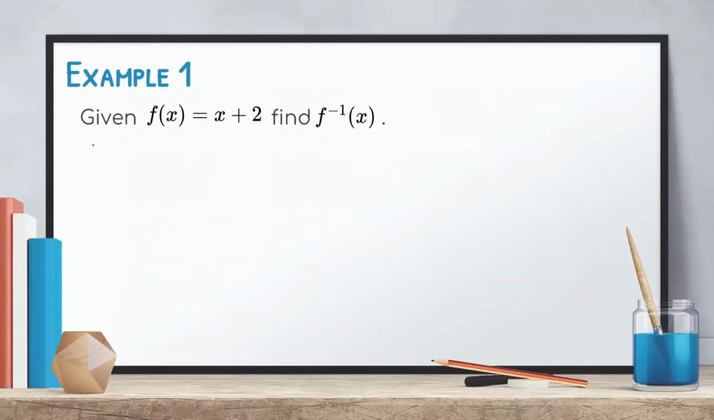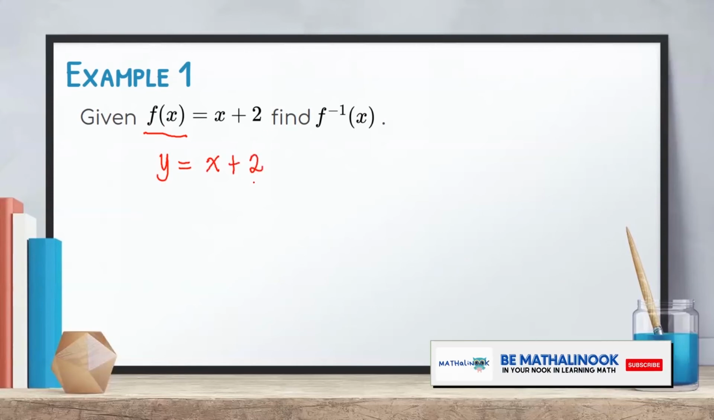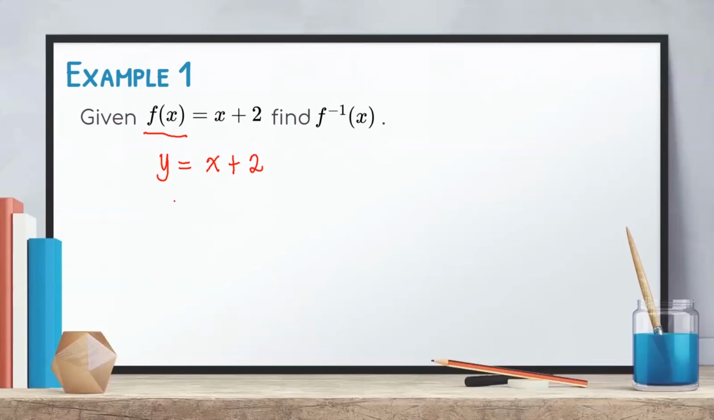Following the presented steps earlier, first, we need to express f of x as y. Therefore, we will have y equals x plus 2. Next step, interchange x and y. So we will make y as x and x as y. Therefore, it will become x equals y plus 2.